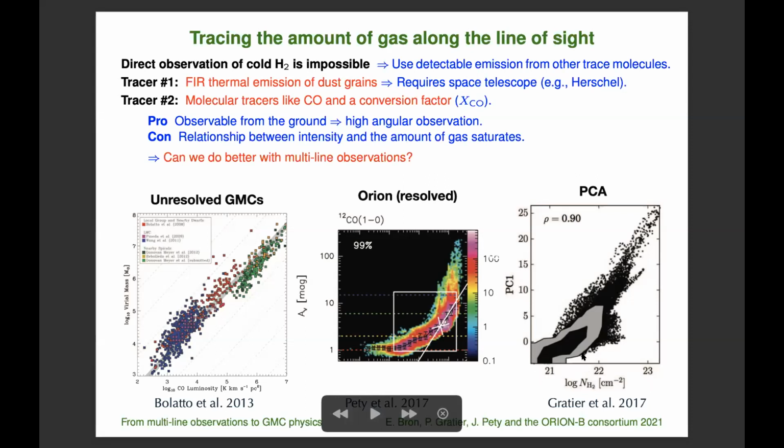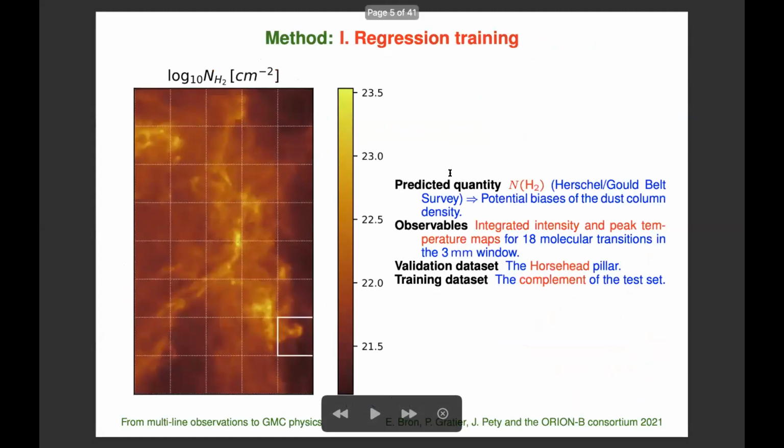Well, this was not new information, but the next step was going from this qualitative result to a quantitative result. And for that, we go into the range of regression method. And the idea is to use a machine learning method to predict a quantity. So here the quantity we're going to predict is NH2.